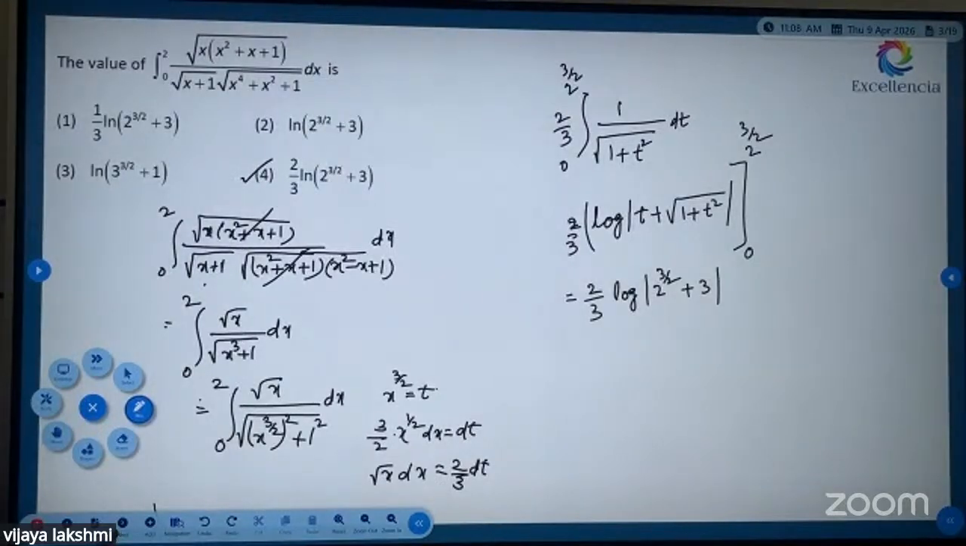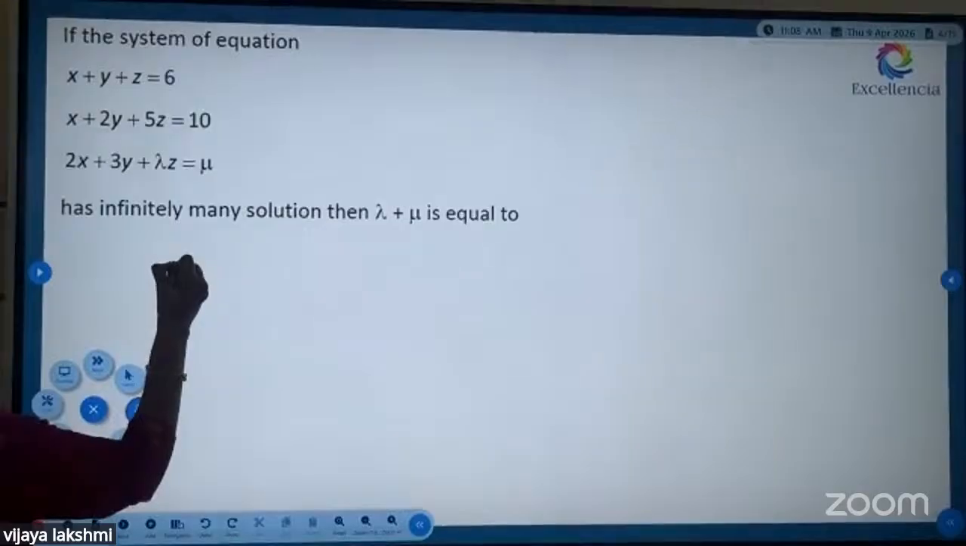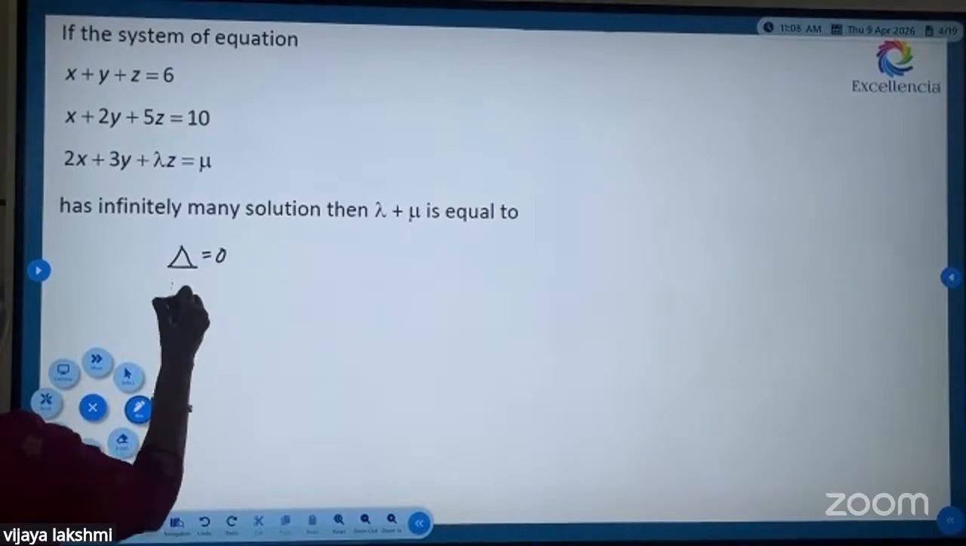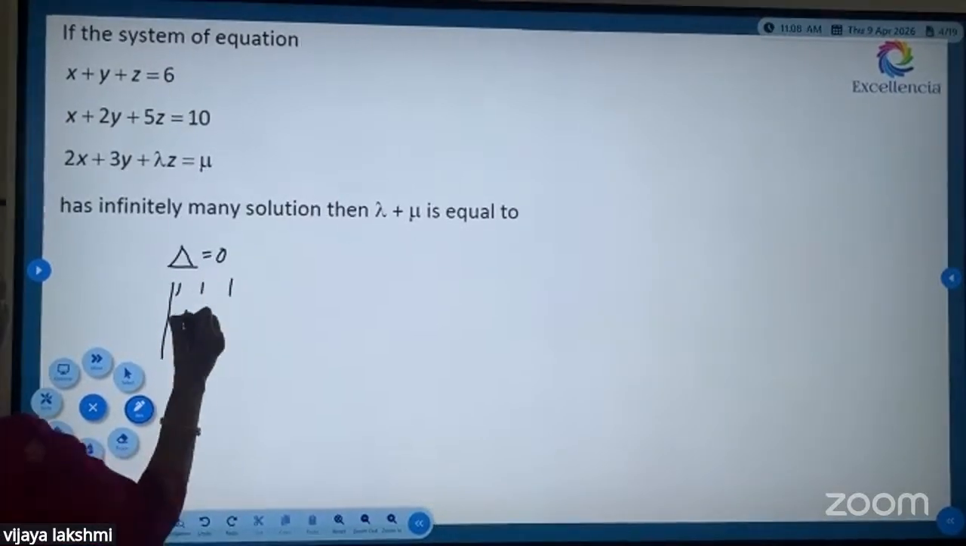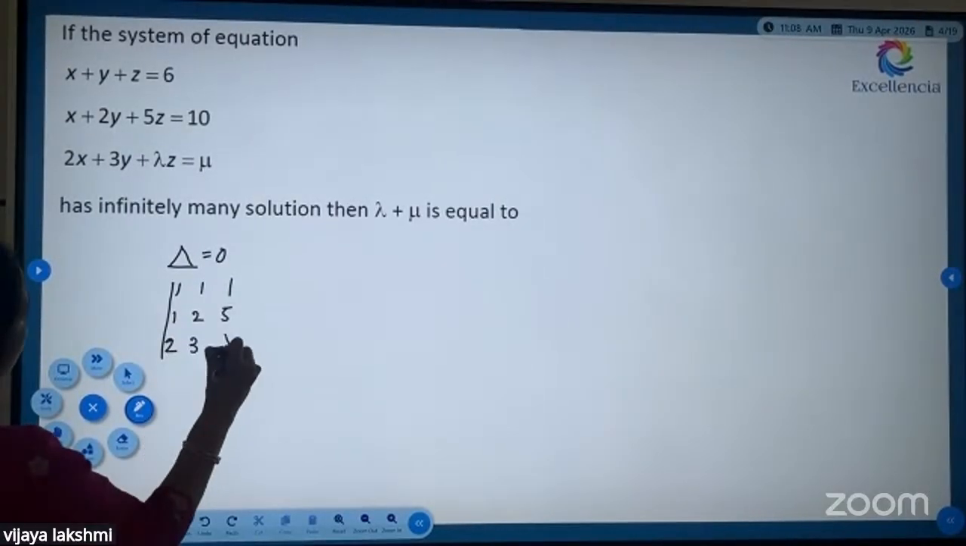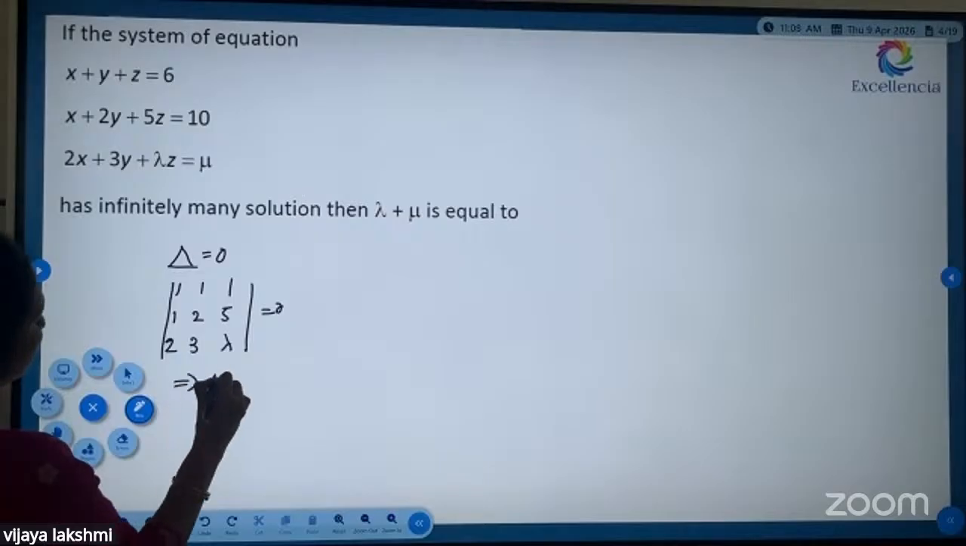Then we move to the second question. The system of equations x plus y plus z equal to 6, x plus y plus 2z equal to 10, 2x plus 3y plus lambda z equal to mu has infinitely many solutions. Infinitely many solutions means we take delta equal to 0 as the first condition. Writing delta with rows 1, 1, 1; 1, 1, 2; and 2, 3, lambda, and making it equal to 0, we get the value of lambda as 6.